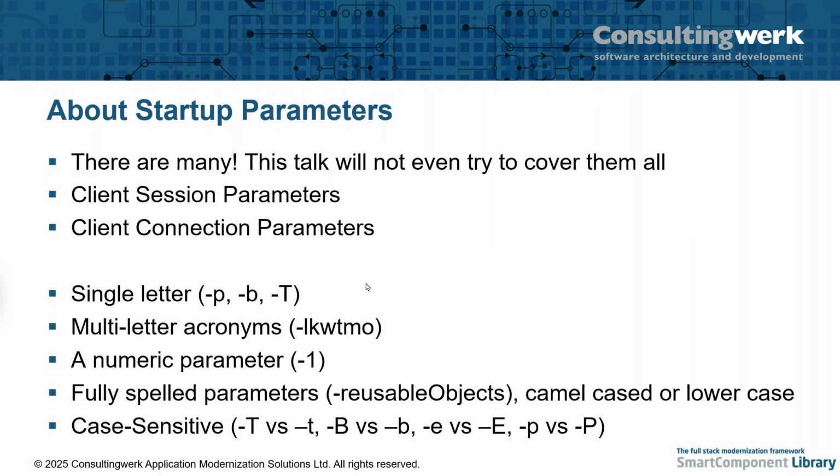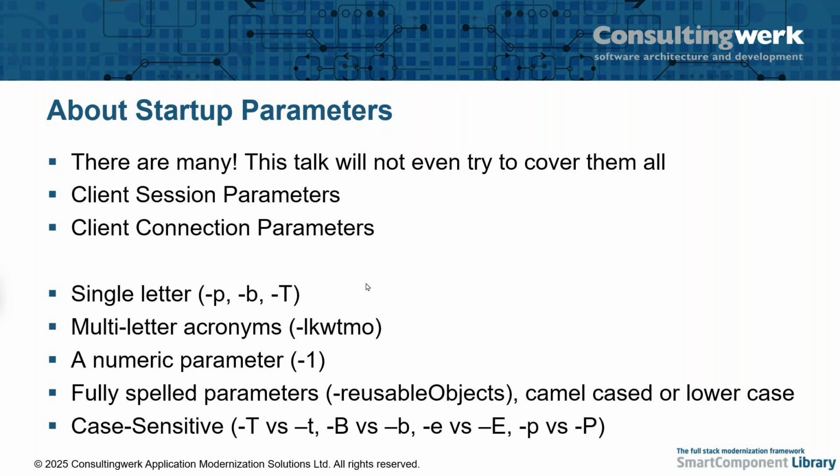But be careful with the fully spelled parameters. Some of them are camel case, like reusable objects. Others are all lowercase, like read no lock, for instance. Parameters are case sensitive. A minus capital T is not the same as a minus lowercase t. A minus capital B is not the same as a minus lowercase b, etc., etc.